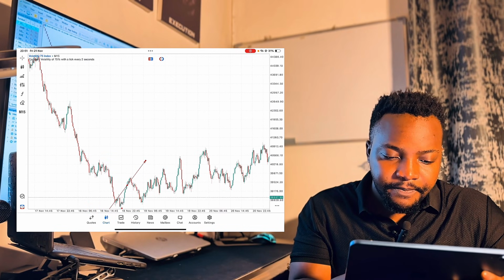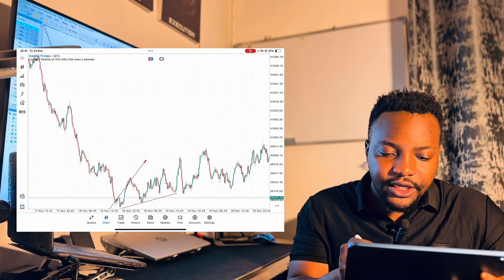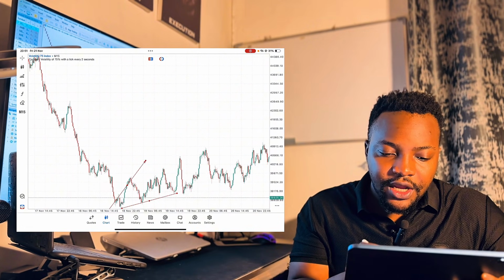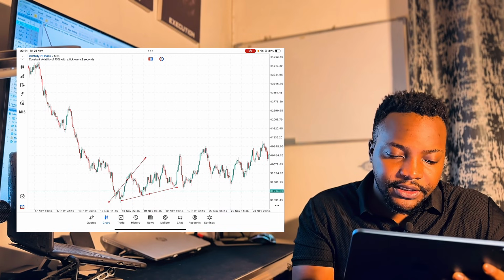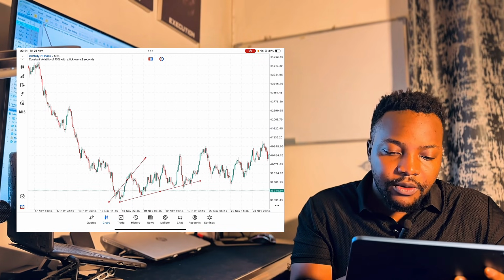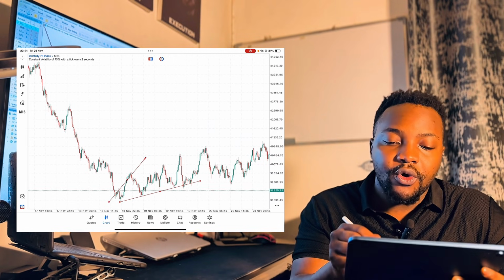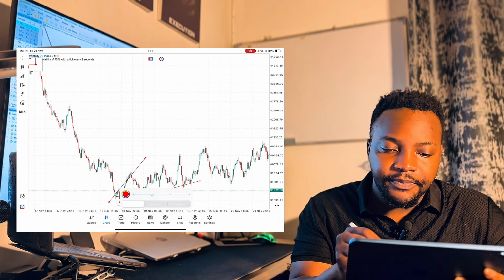Point 1, point 2, point 3. Point 3 has already been respected, so we're going to adjust our charts. We want to adjust our charts, which means that our point 3 becomes point 2. So now we have point 1 here.